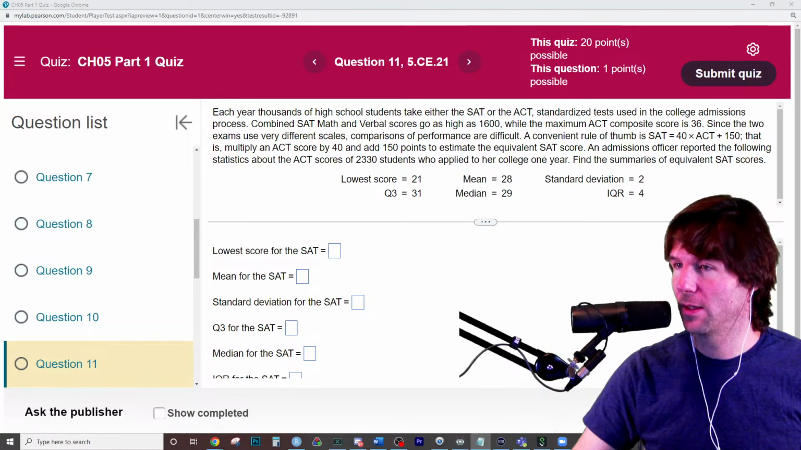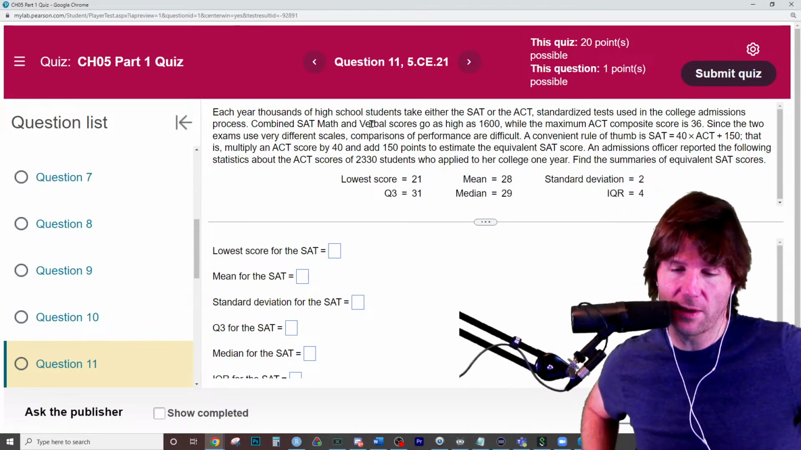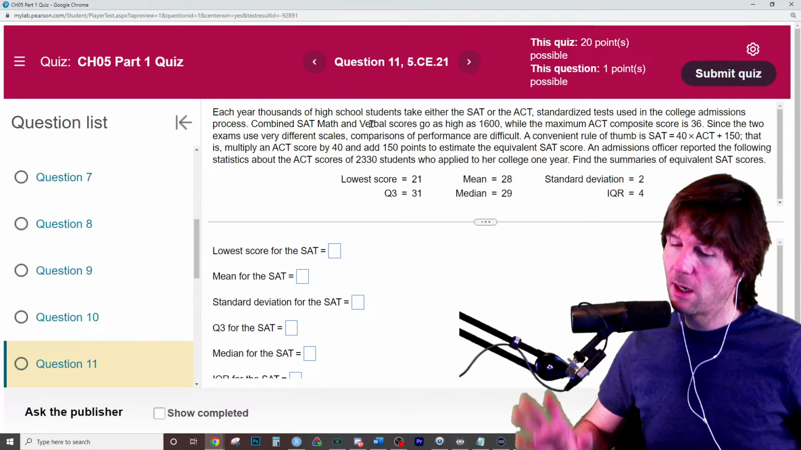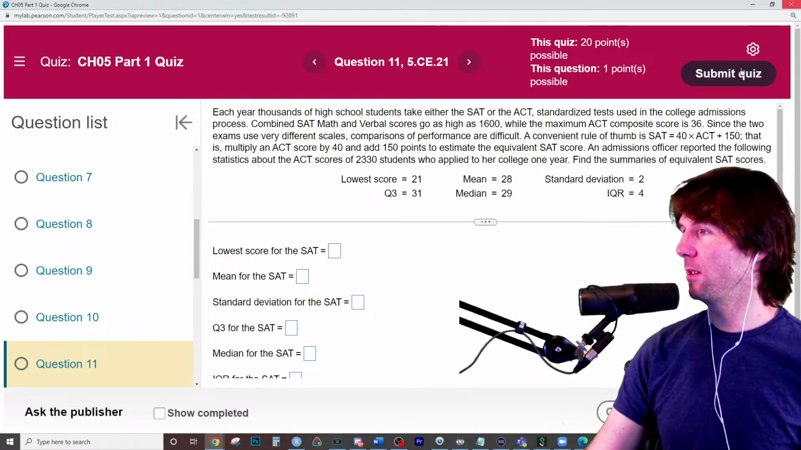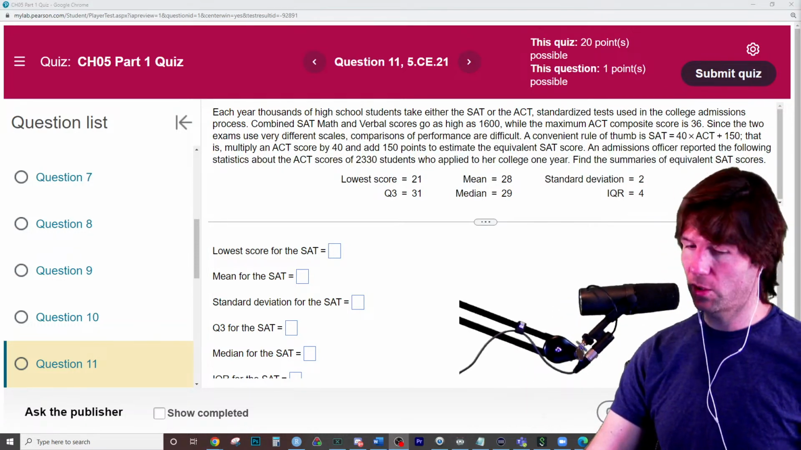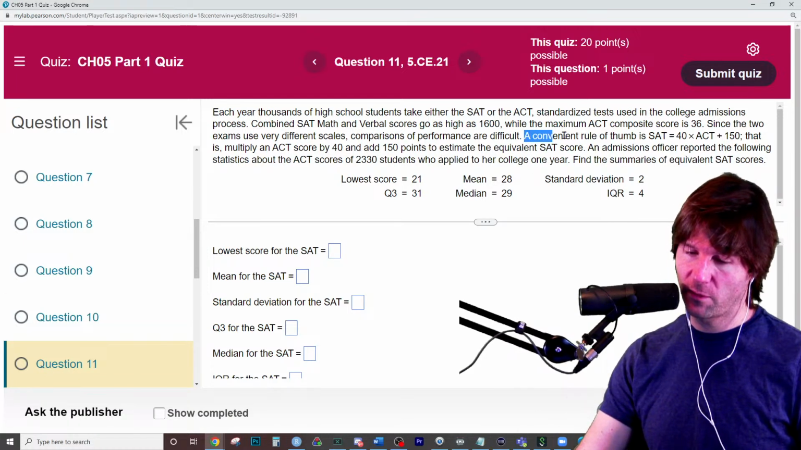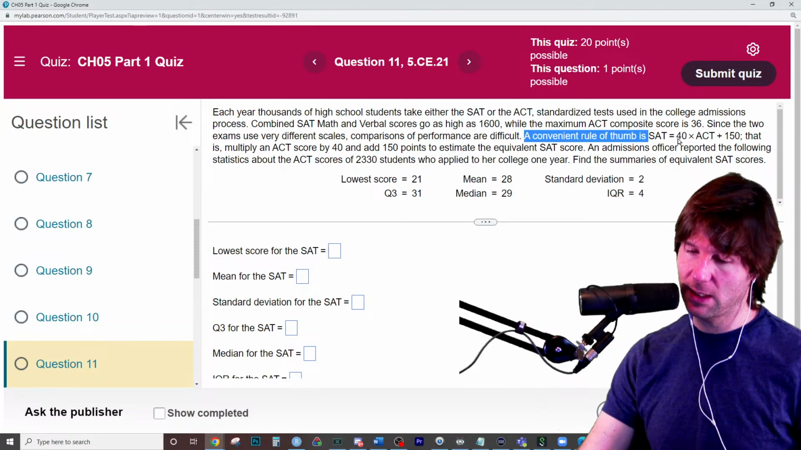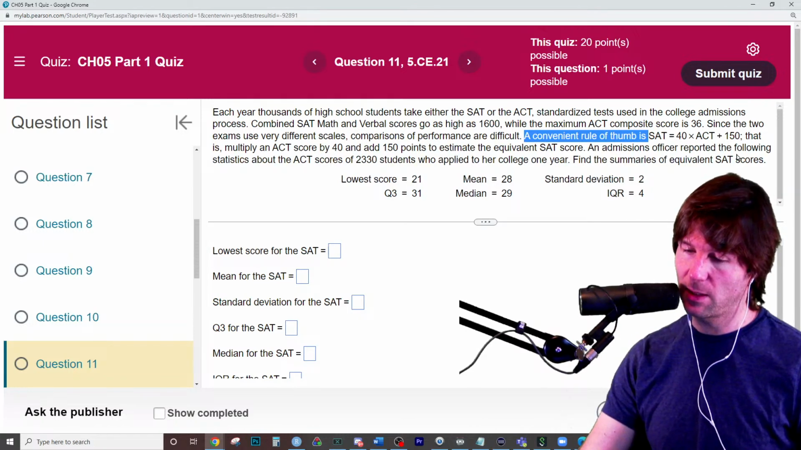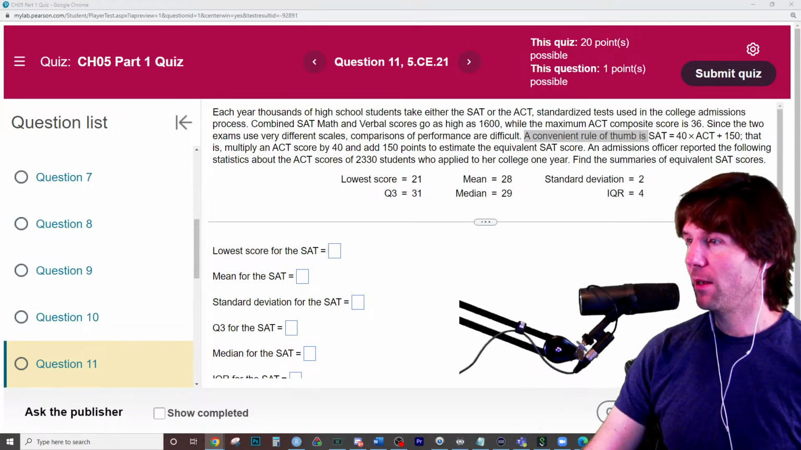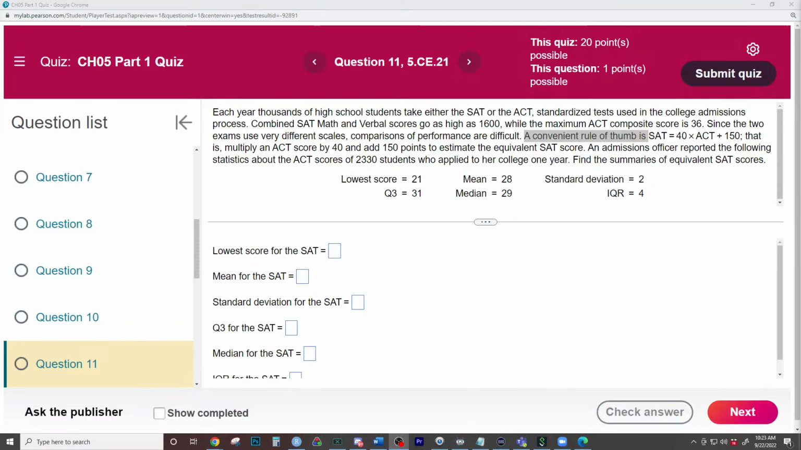Here we are on the first Stat 201 question. Each year, thousands of high school students take the SAT and ACT. This was pretty tough because we can do some quick conversions. There's a converting rule of thumb that SAT equals 40 times the ACT plus 150. Who knows which scale this is on, because they've changed the SAT and ACT a lot.